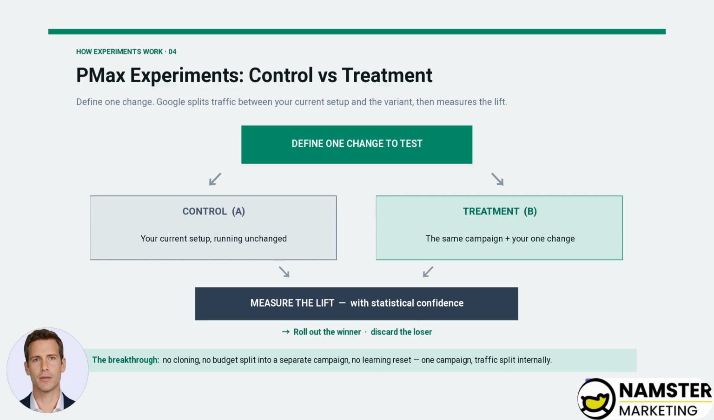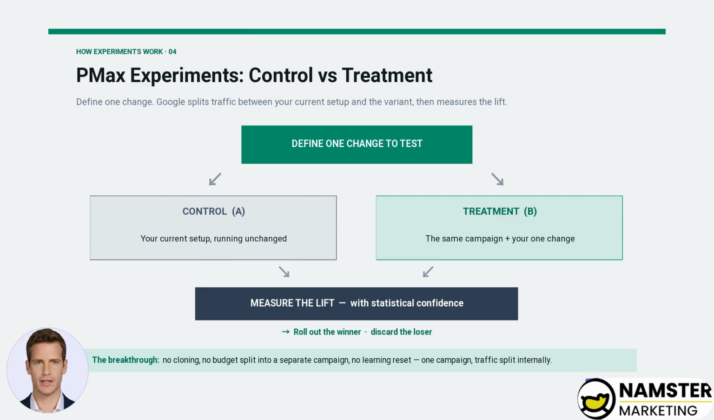How do these PMax experiments actually work? It starts by defining one specific change you wish to test. Google then splits your traffic internally between your control arm, which is your current setup running unchanged, and your treatment arm, which is the same campaign plus your one specific change.